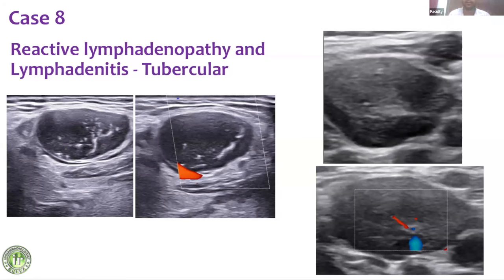It can affect any part in the head and neck as well. Then, the most common pattern of tubercular involvement is actually the lymph node that we'll encounter in everyday practice. So this is a case of typical necrotic node. You can see this internal necrosis.